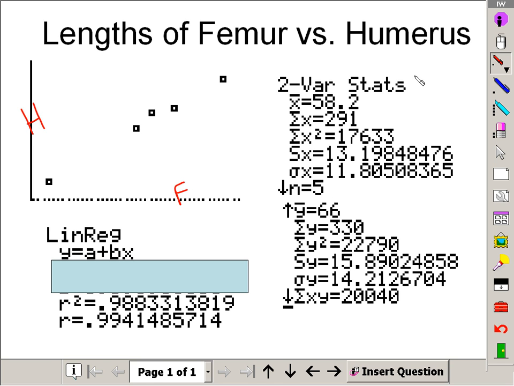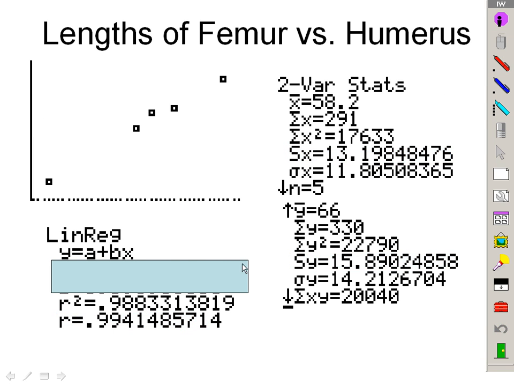Some other information we pulled out here. You can see I pulled this out of 2 variable statistics, and you want to, again, use L1 and L2. Here's the key information we need right now to calculate. Let's start with the slope. We're going to need to have R. We're going to need to have SY, again, the standard deviation of y, and also the standard deviation of x. We're going to need those for calculating the slope.